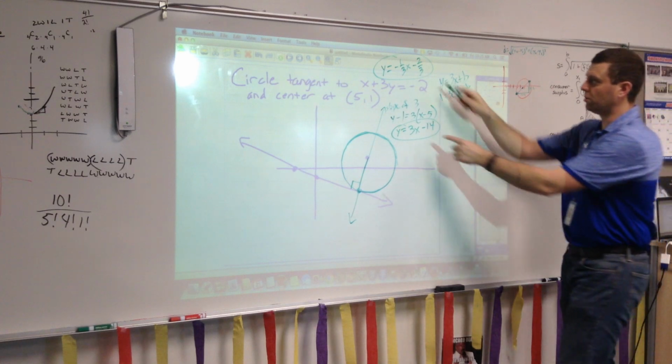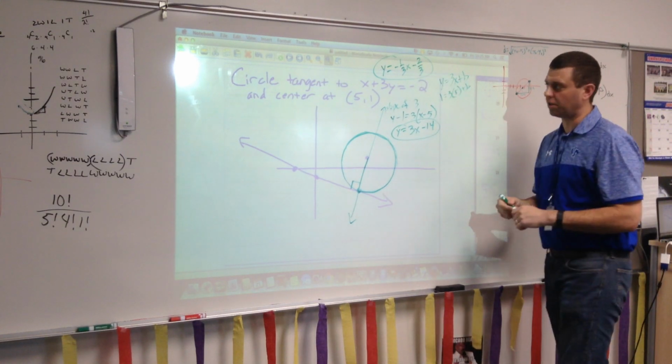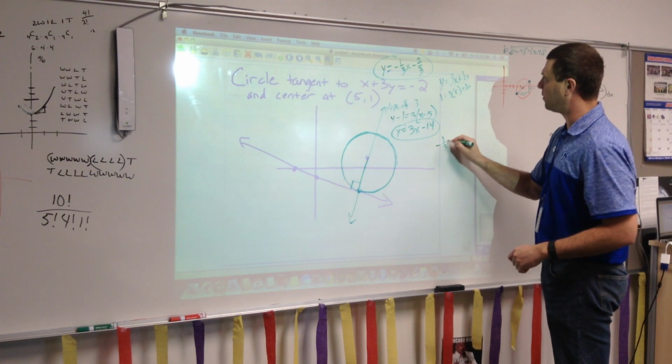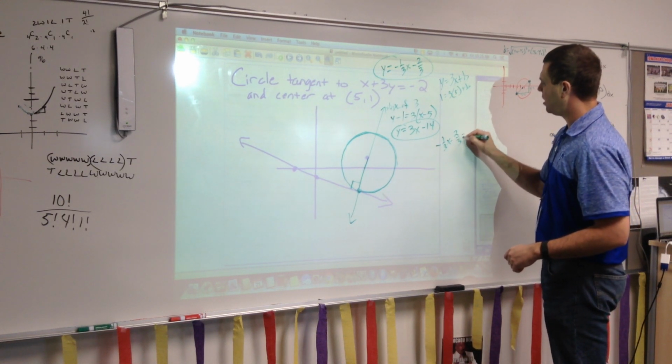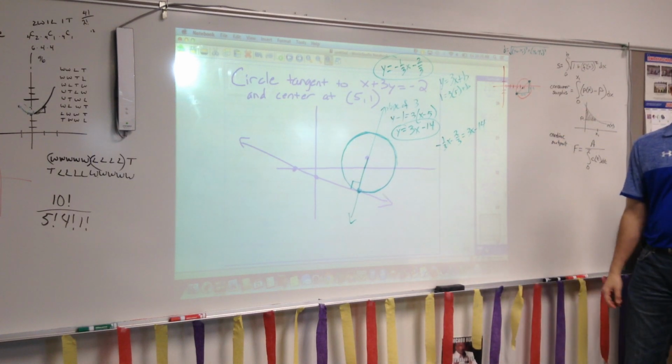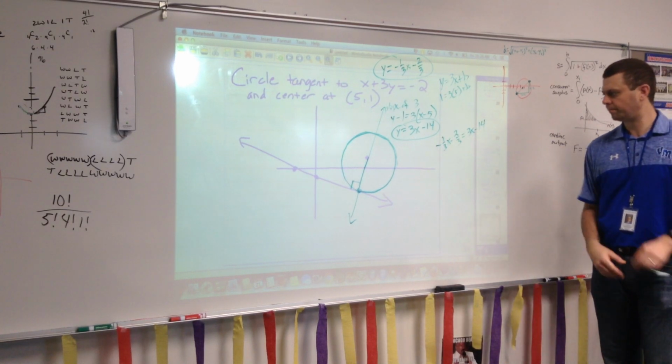So to figure out where those two lines meet, just set them equal to each other. When does this equal this? So when does negative 1/3 x minus 2/3 equal 3x minus 14? You can solve that equation, right?